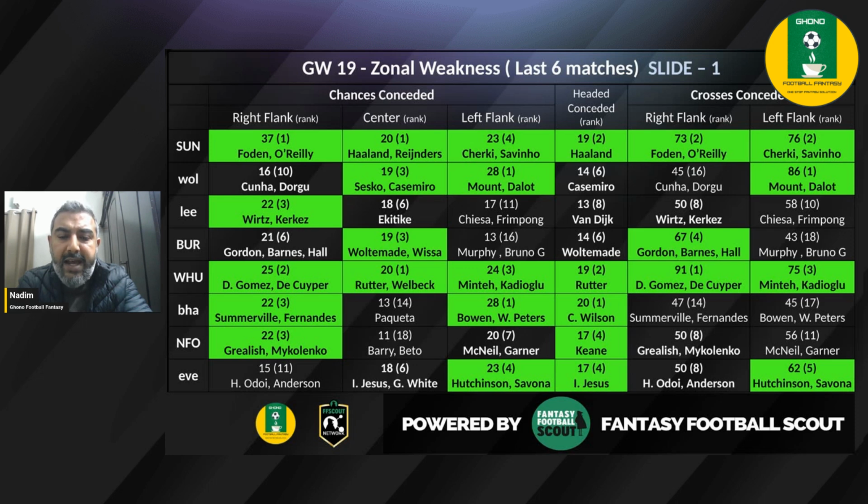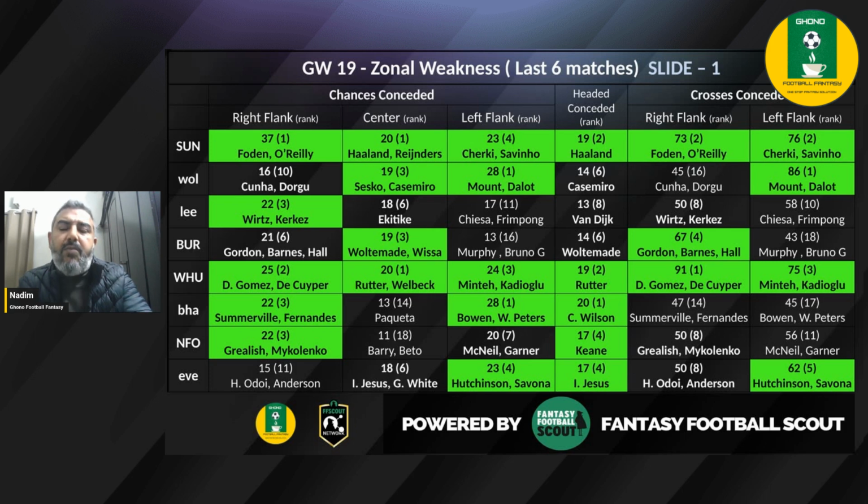Rutter and Welbeck. Welbeck should be back in the squad again after his injury. And down the center, they could really do well. Both of them, Jorginho, Rutter, and of course Welbeck. I don't know who's going to start. We are not sure, so please do keep an eye on the press conferences. But again, whoever is occupying this particular space is likely to do well, given the fact that West Ham have actually considered 20 chances down the center and are on the worst side in terms of chances considered down the center.